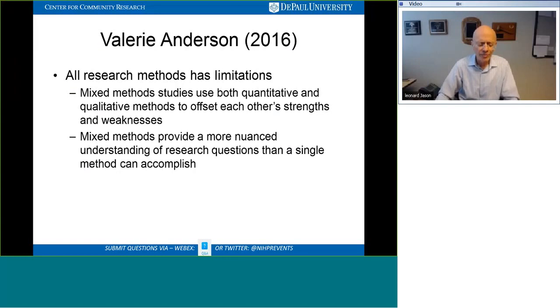In one of the chapters of a review of mixed methods in the handbook that Dave and I edited, Valerie Anderson mentioned some of the limitations of research methods. And what she said was that mixed method studies, which use both quantitative and qualitative methods, can offset each other's strengths and weaknesses. In a sense, mixed methods can provide a more nuanced understanding of research questions than a single method can accomplish.